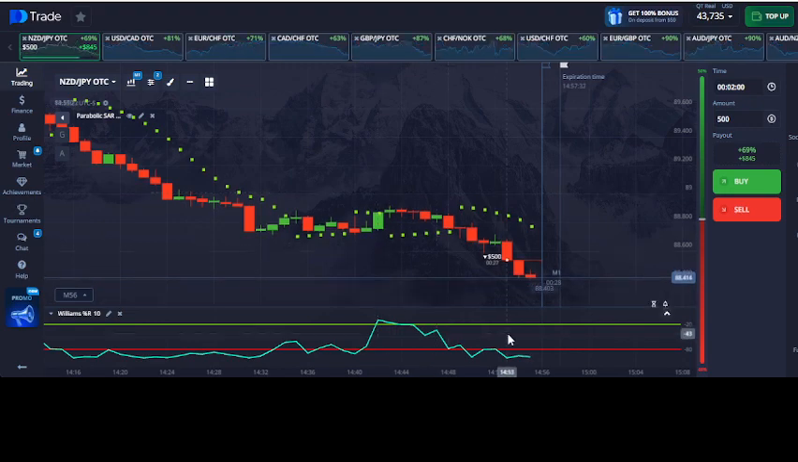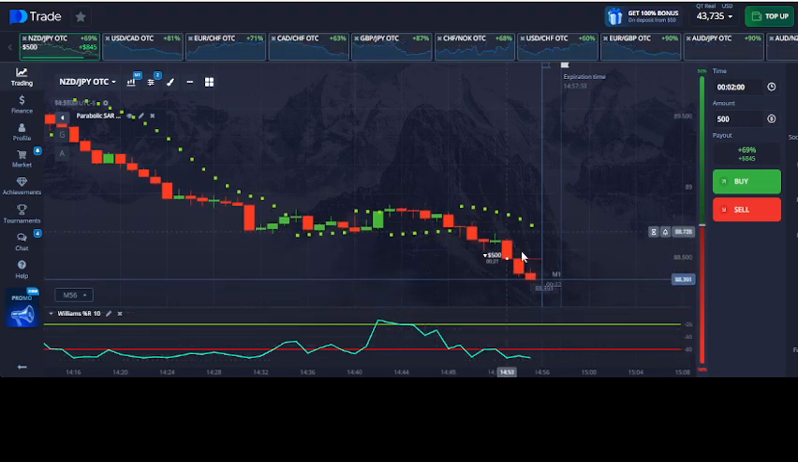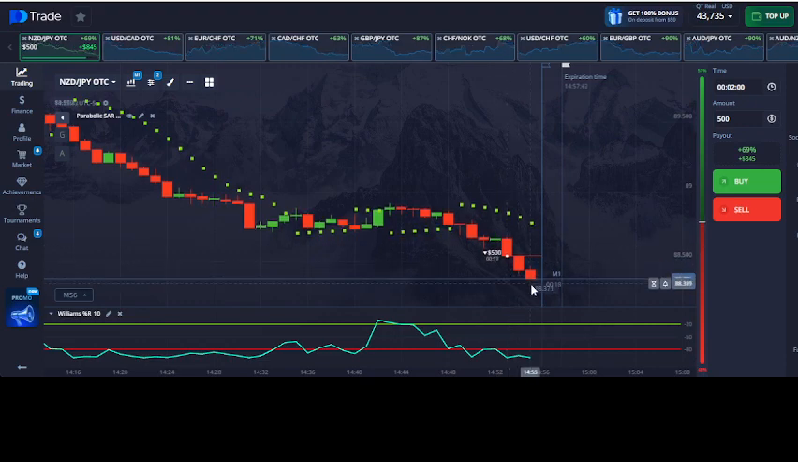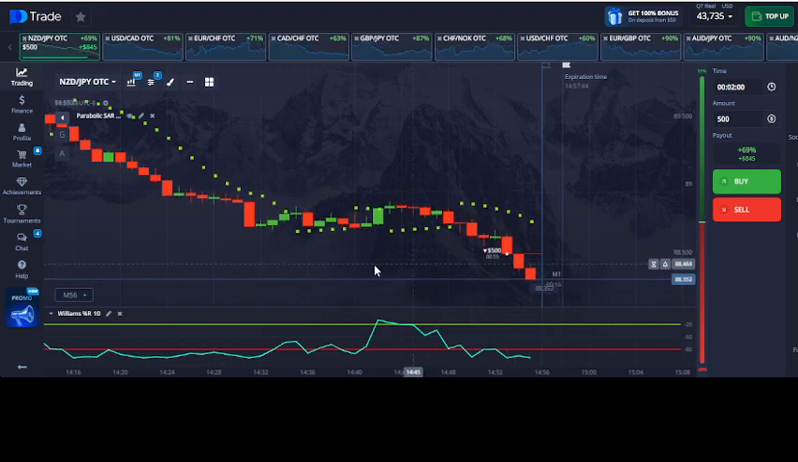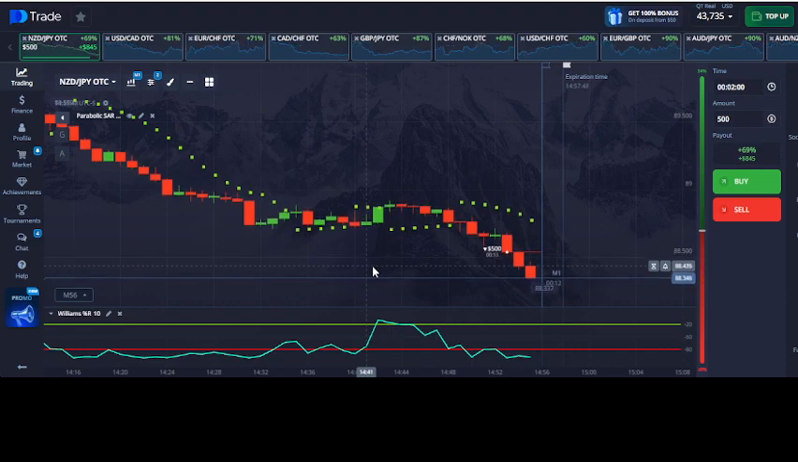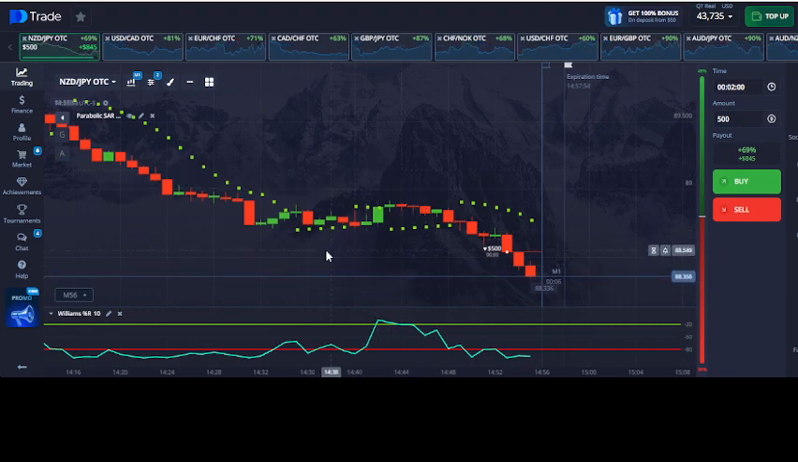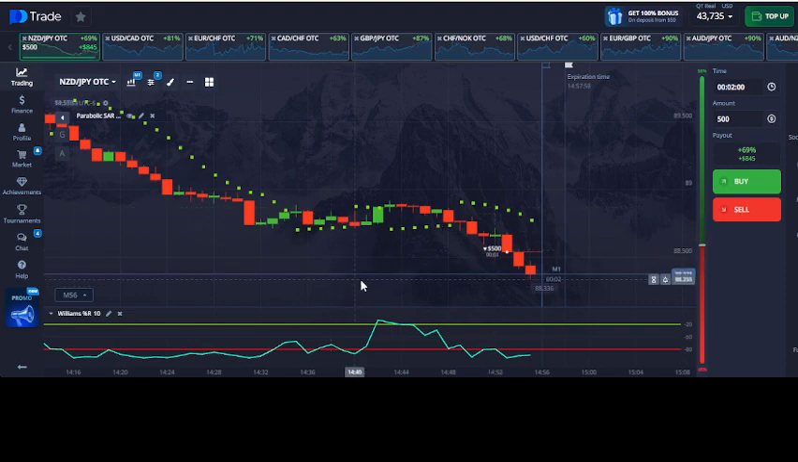The Williams percent R is holding steady below the 80 line here. Sellers have taken over, and it looks like the sellers are continuing to push the price downward here. So the combination of the price action, the Parabolic SAR, and the Williams percent R indicators. Okay, so we won that trade.